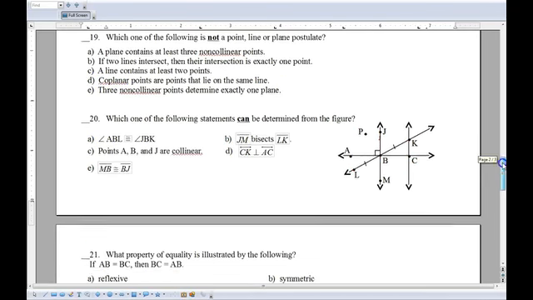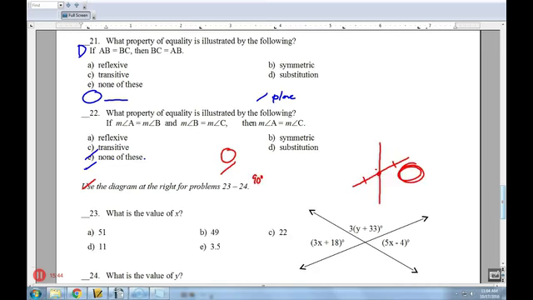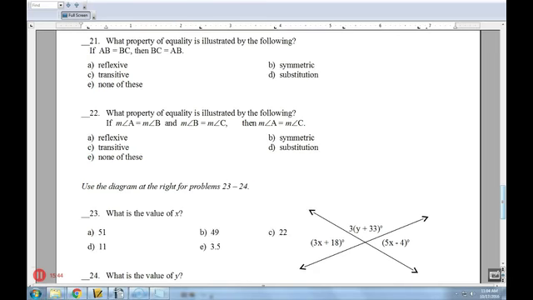All right, moving on to the back page. What property of equality is illustrated by the following? If AB equals BC, then BC equals AB. It looks to me like all they did was reverse the two sides of the equal sign.